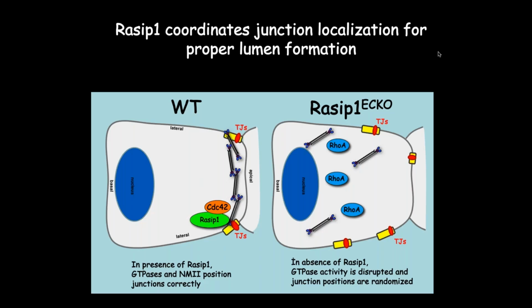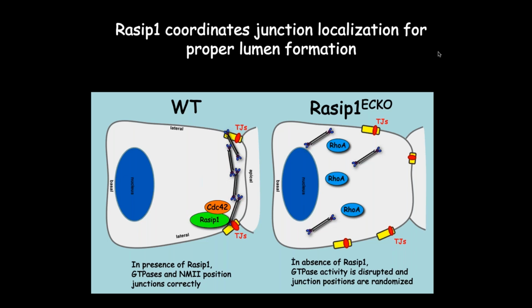So at this point, I just want to bring it together and say that we're still studying RAS-IP1. We're still interested. There's lots of open questions, but RAS-IP1, we think, coordinates this junction localization for proper lumen formation via initially the placement of these tight junctions in the right place at the right time, most likely via the contractility and the cytoskeleton movement of these junctions. But when RAS-IP1 is gone, it controls these GTPases. There's too much Rho.